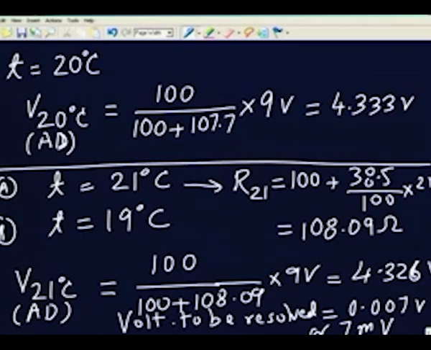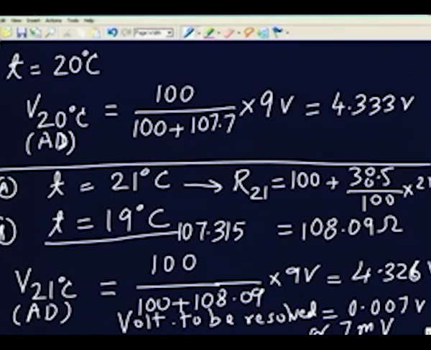Actually, I can also calculate what happens when T is equal to 19 degrees, a repetition of a similar calculation, and you can show that the change required is about 8 millivolts. The student can do that one and find out the change in the resistance in this case, which will be 107.315, and the voltage resolution required will be about 8 millivolts.